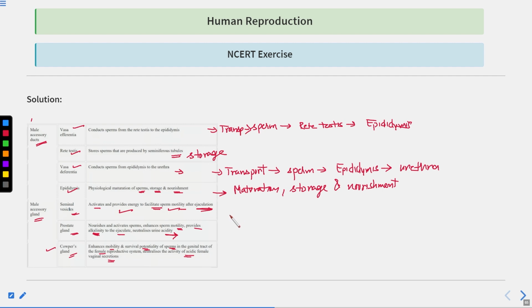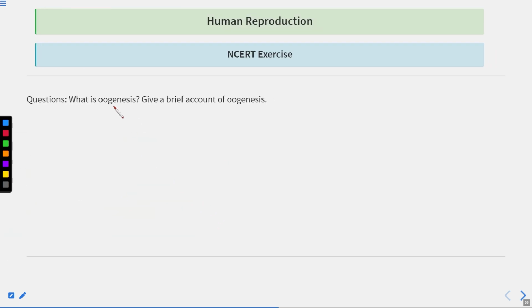Clear? Now let's move on to the next question. What is oogenesis? And give a brief account of oogenesis. So oogenesis is the production of the female gamete, which is known as the ovum. So you have to give a brief account of oogenesis.